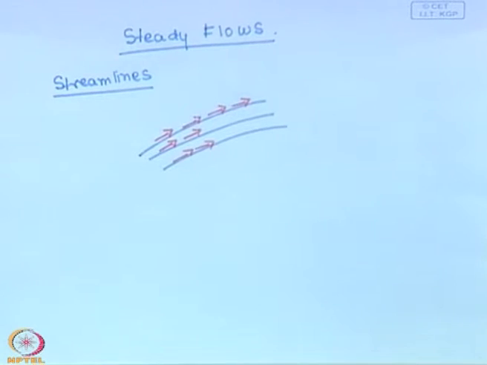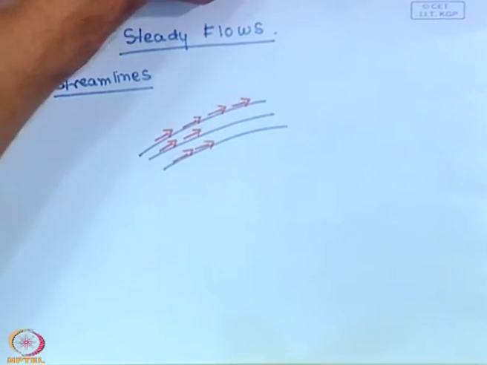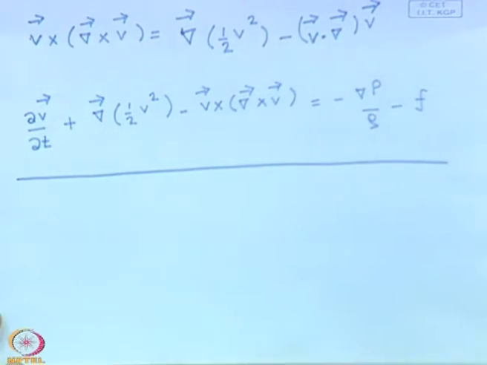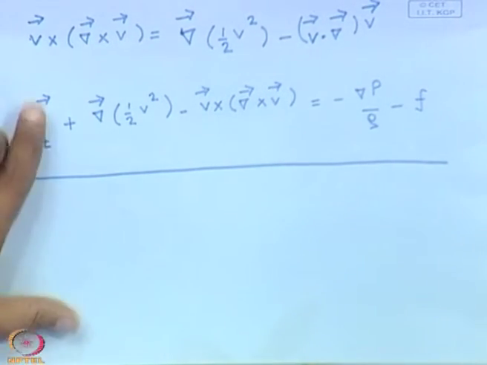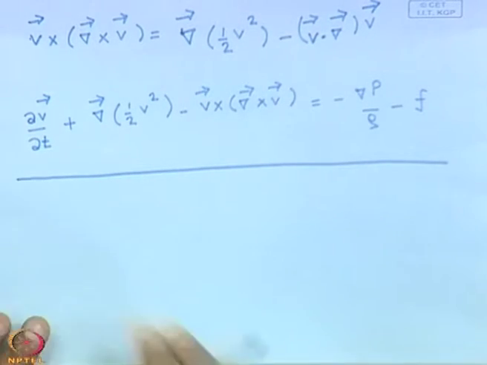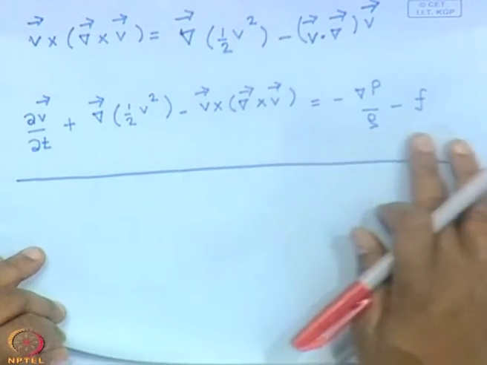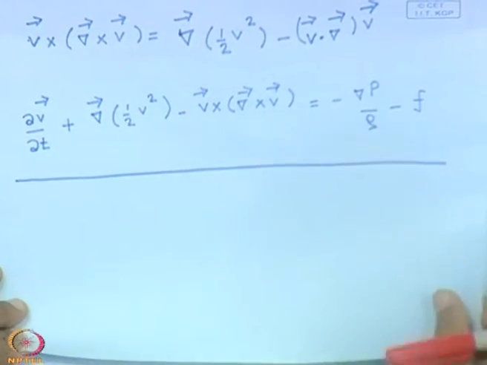Let us now integrate this equation. Okay, so we are considering a steady flow, so there is no del V del T. Let us integrate this equation along a streamline. So, we are going to integrate this equation along a streamline.